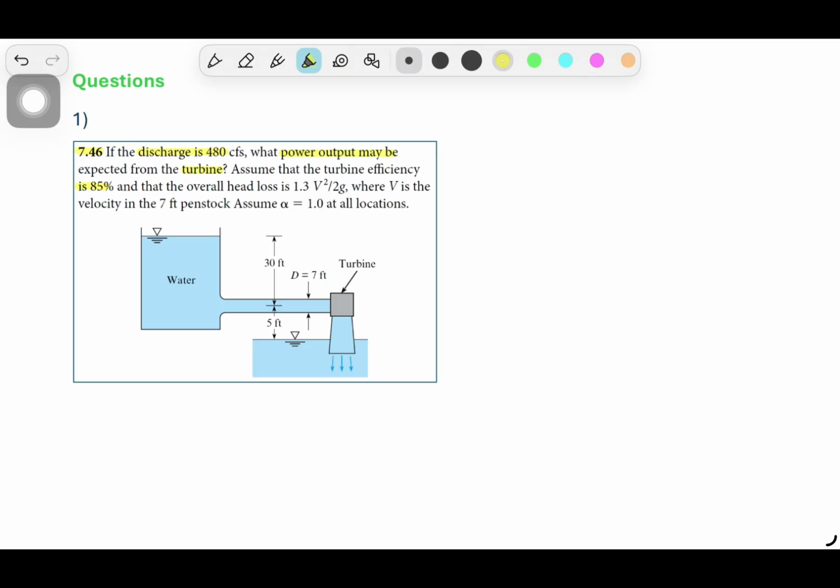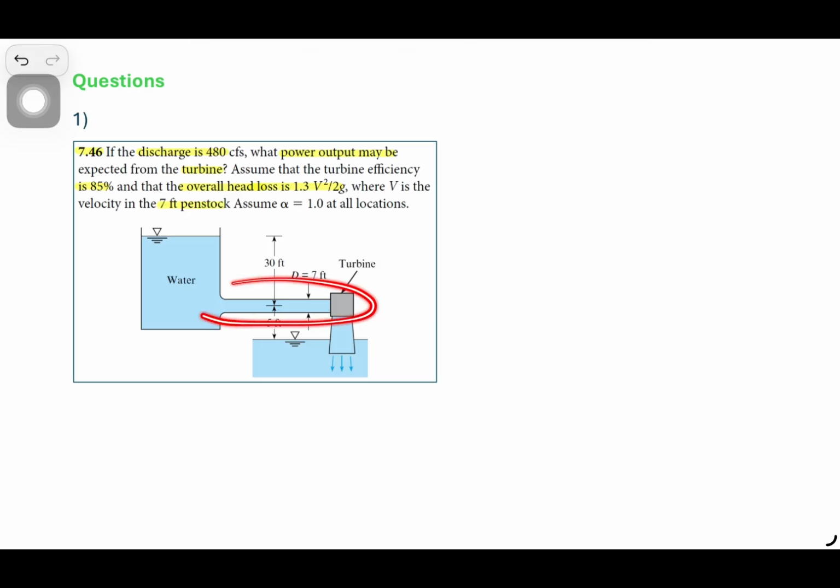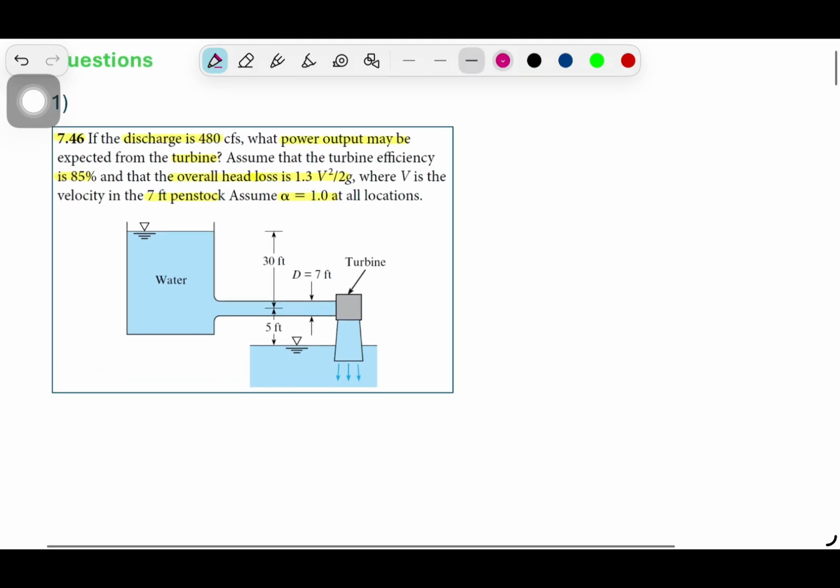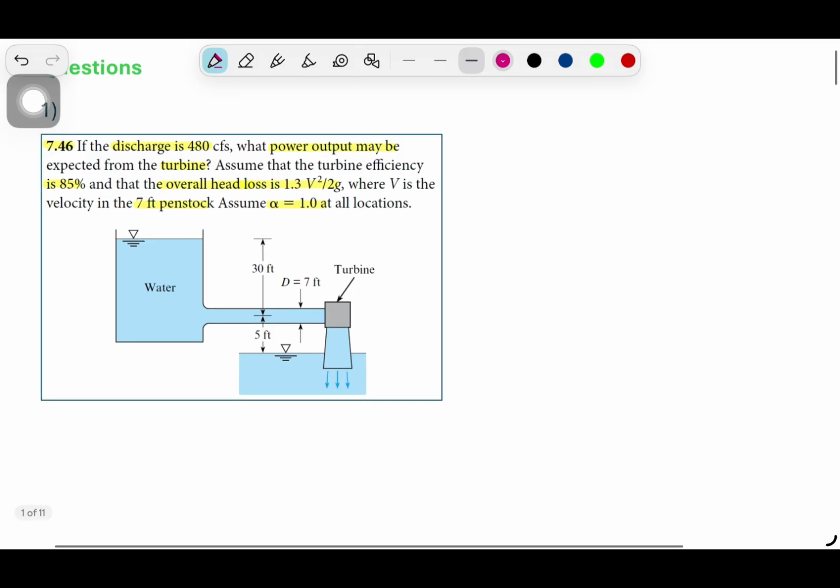And overhead loss is 1.3 V square per 2G. And V is the velocity in this 7 feet penstock, like this pipe. And we are assuming a constant coefficient. So we need to find power output. To find the power output, we need to find the head for the turbine. So let's say this is point 1 and this is point 2.